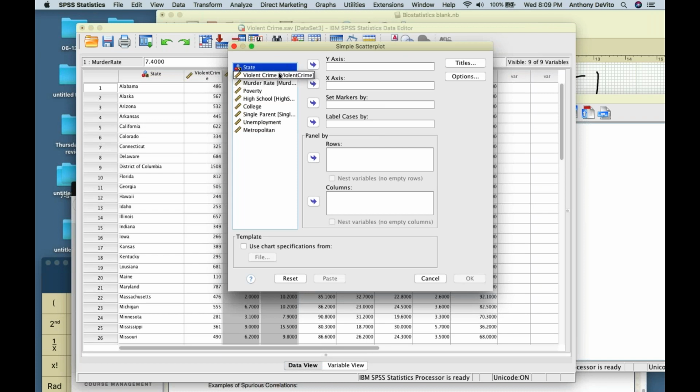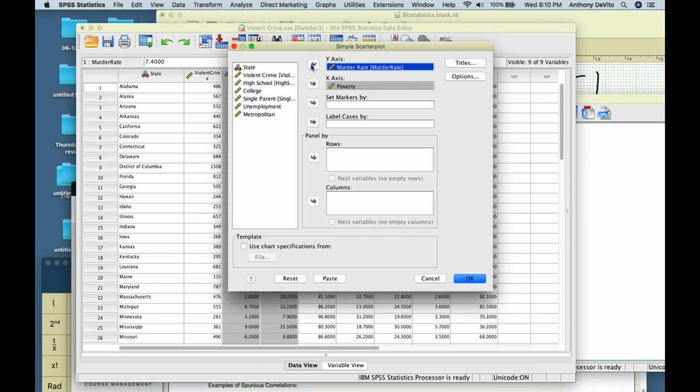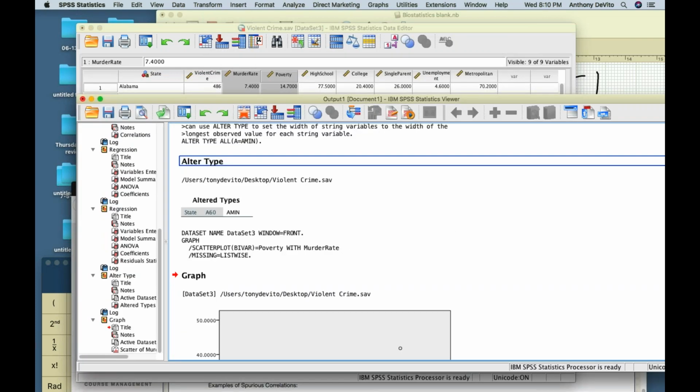Okay, so it doesn't matter which I make the X and the Y, because right now I'm just looking for an association, but why not just stay consistent? I'm going to guess that poverty would be the independent variable, and the murder rate might be the dependent variable. Okay, so I'm going to go ahead and click OK. See what this looks like.